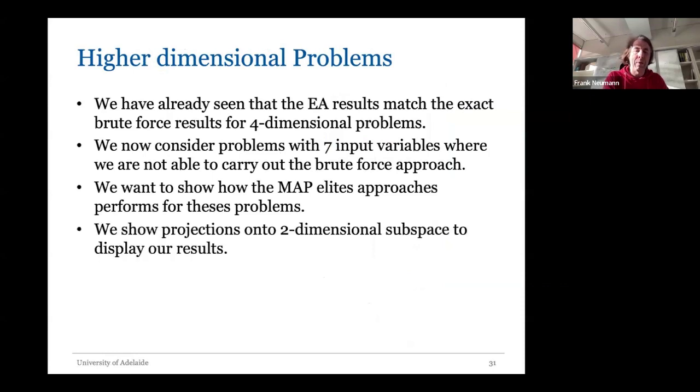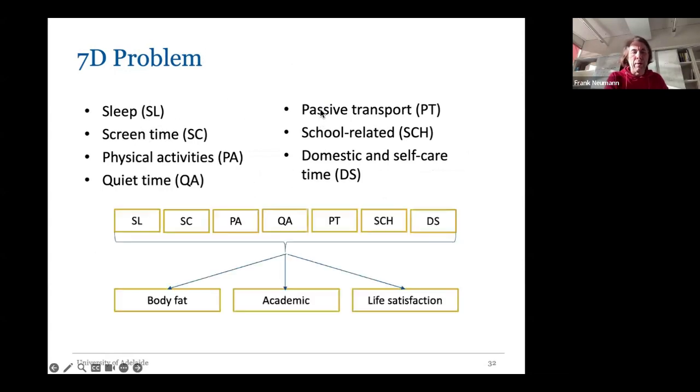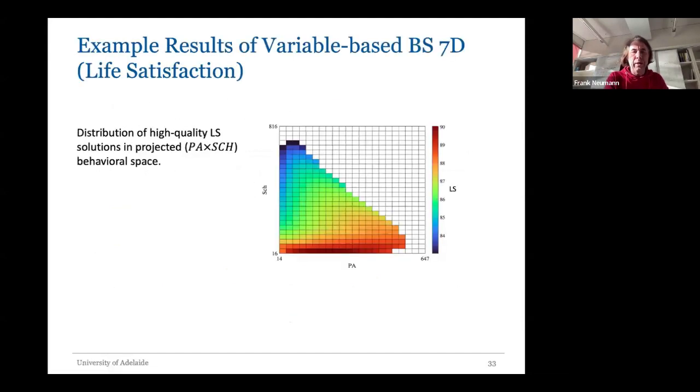And let me give you some results and how the setup looked. We will show just 2-dimensional subspaces to get some insights into the results, because otherwise it's really hard to visualize. Okay, so the 7D problem had a bit more fine-grained activities that you could do. So you see these 7 activities that you essentially can do, and it was a different data set that we had. And then predictions were from these 7 variables into body fat, academic performance, and life satisfaction. And so the first example that we see is essentially how much school time and physical activity there was, and what the impact of these was on life satisfaction.